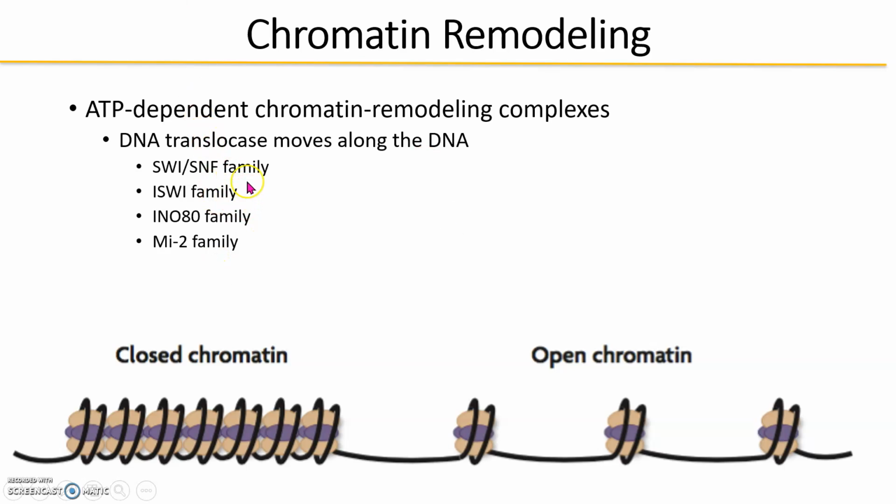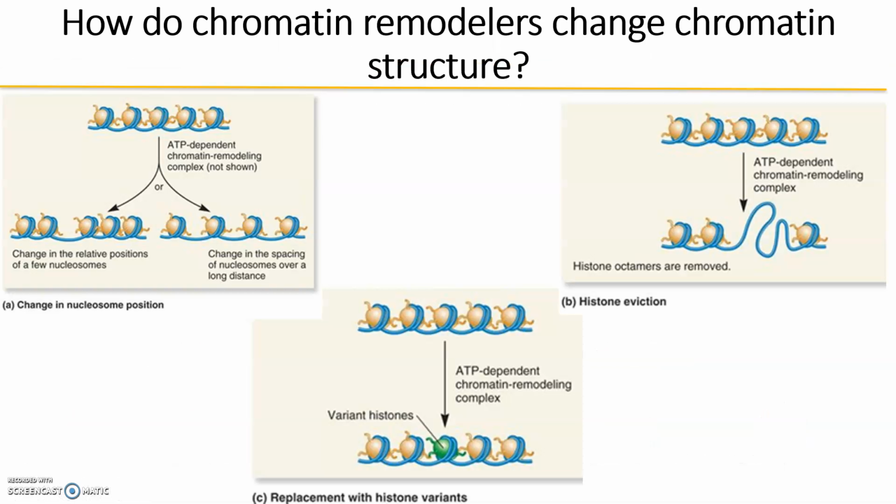There are several families of proteins known to be able to play this role, and some of them are listed here. So these proteins are chromatin remodelers, okay? So this SWI/SNF, this ISWI, and so forth. These are chromatin remodeling complexes. So how do they change the structure?